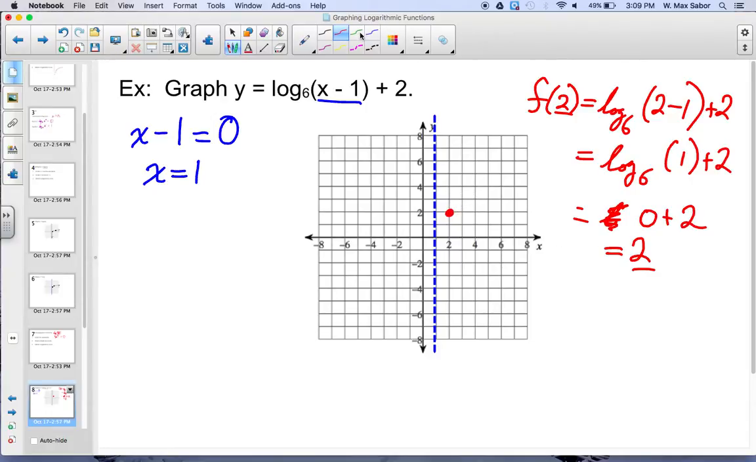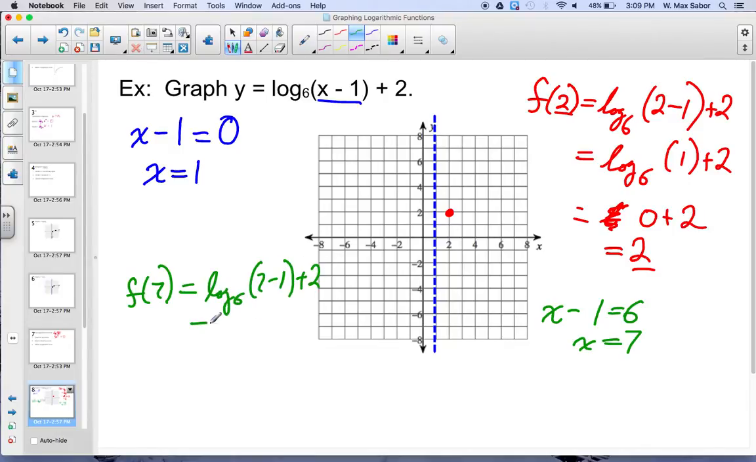Another thing to try is to figure out a way to make this whole thing inside equal to 6. If x minus 1 equals 6, then we'll be able to get something like log base 6 of 6. So x equals 7 is a good number to try. If I plug in f of 7, I get log base 6 of 7 minus 1, plus 2, which is log base 6 of 6, that's 1, plus 2 is 3. So f of 7 is 3. So now we have our logarithmic curve.